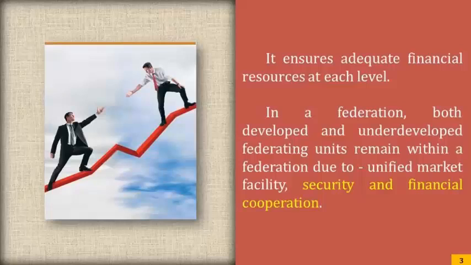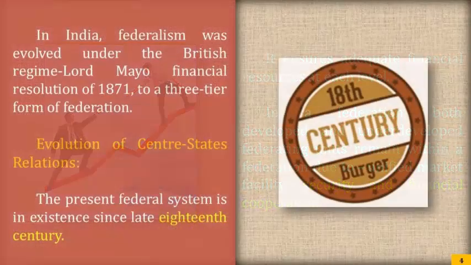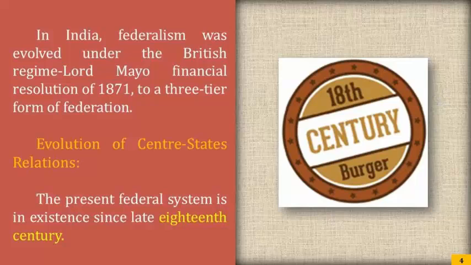In a federation, both developed and underdeveloped federating units remain within a federation due to unified market facility, security, and financial cooperation. In India, federalism was evolved under the British regime, from the Lord Mayo Financial Resolution of 1871, to a three-tier form of federation. Evolution of center-states relations.